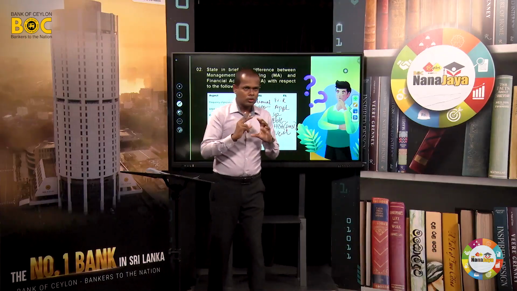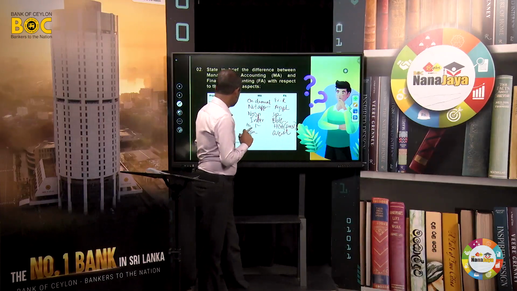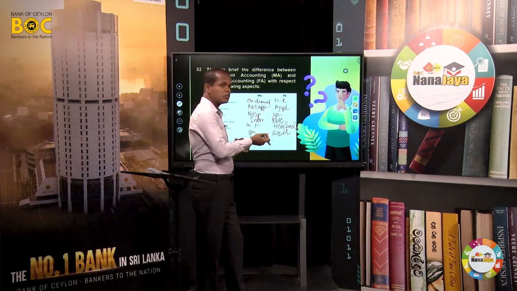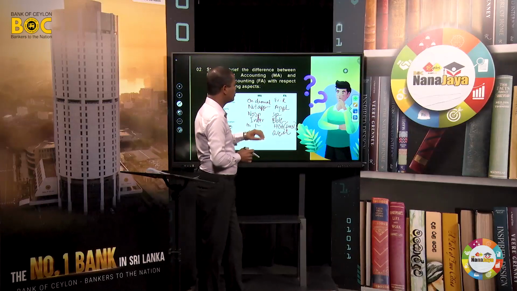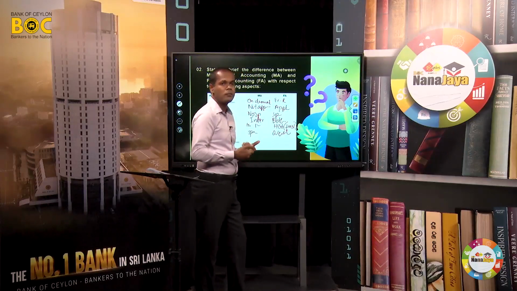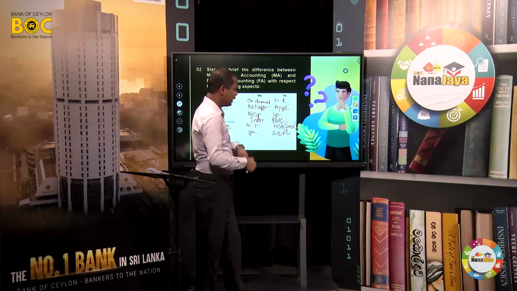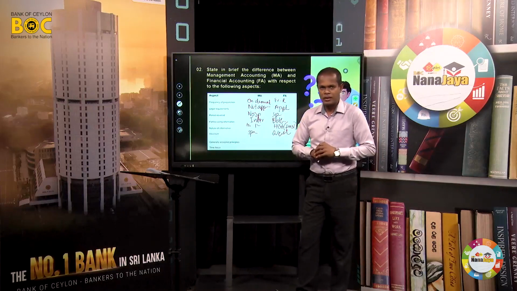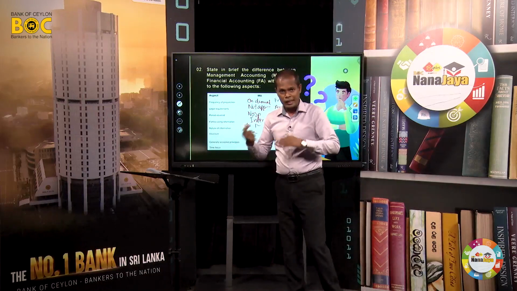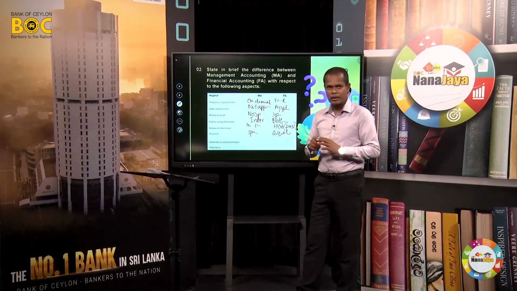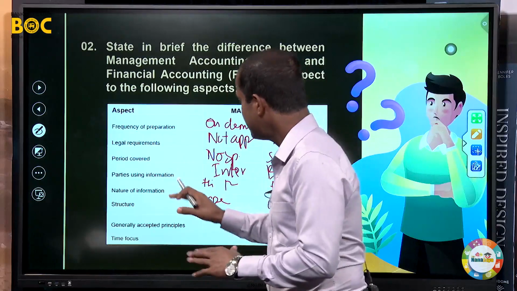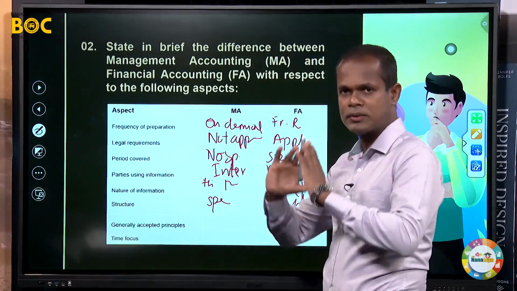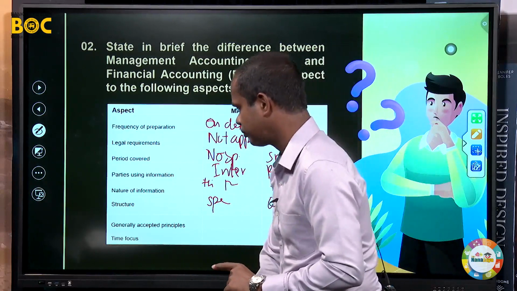In management accounting, you target one specific area, one specific division. But in financial accounting, we target the overall organization. Take Bank of Ceylon as an example. At the branch level, they prepare their financial statements: Nugegoda branch, Dehiwala branch, Kandy branch, Anuradhapura branch, Galle branch, Matara branch. They prepare these in management accounting. But in financial accounting, overall, they target Bank of Ceylon as one entity.